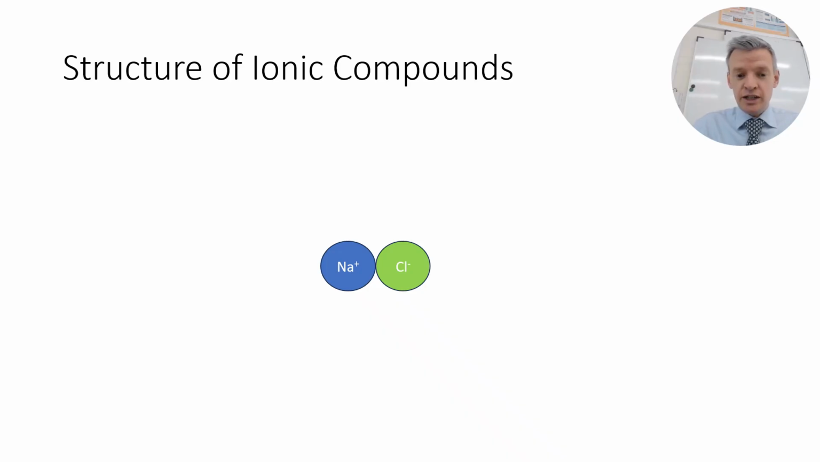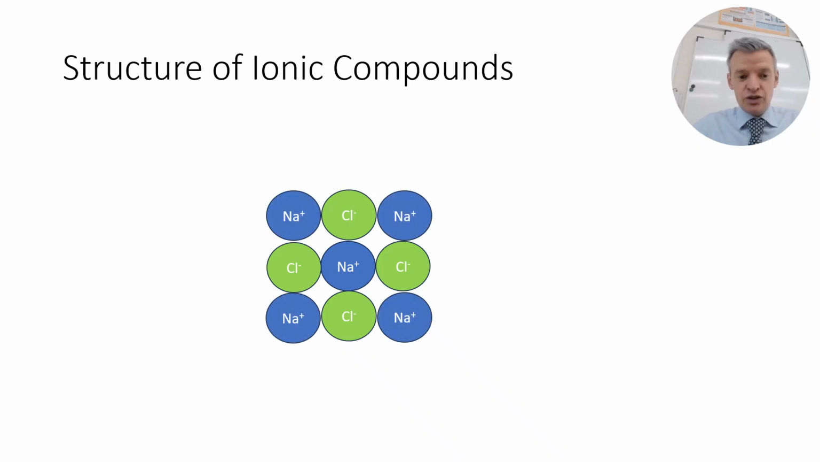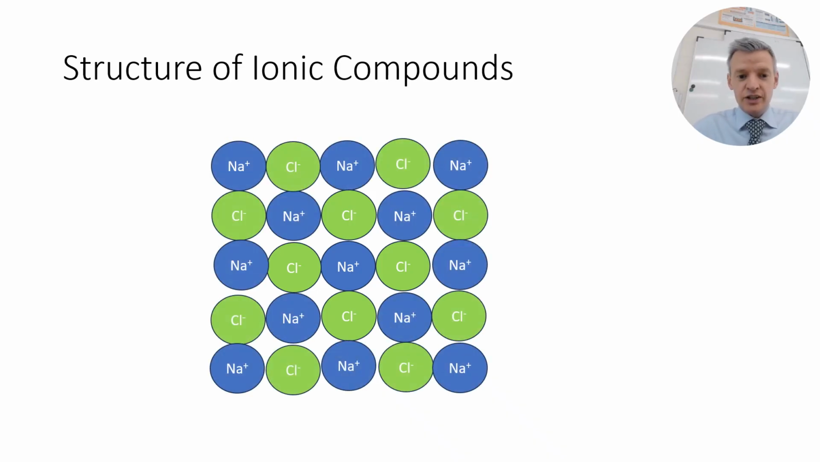Remember, these are little 3D objects, very, very small. Every sodium ion is going to be attracted to all sorts of chloride ions around it, as many as can get around it. And this would be 3D. If I could rotate it, it would have another ion on the other side. And then that attracted to sodium ions, and then more chloride ions. You get this massive repeating effect.